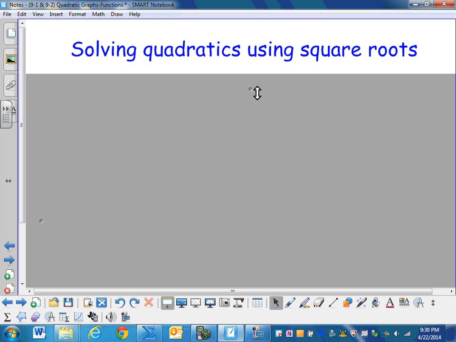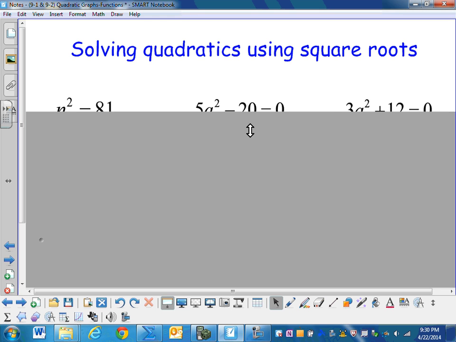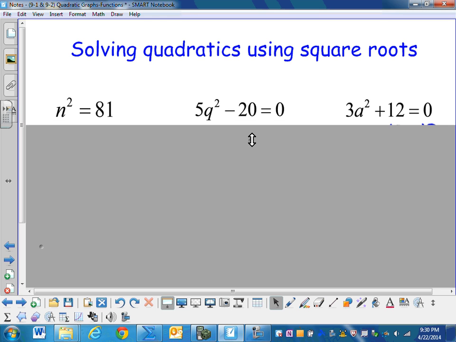Solving quadratics using square roots. So we've done this before, so I'll give you a moment and go ahead and solve these. We'll be taking the square root, and since it's an equation, we need to have a plus or minus in front of our solution.